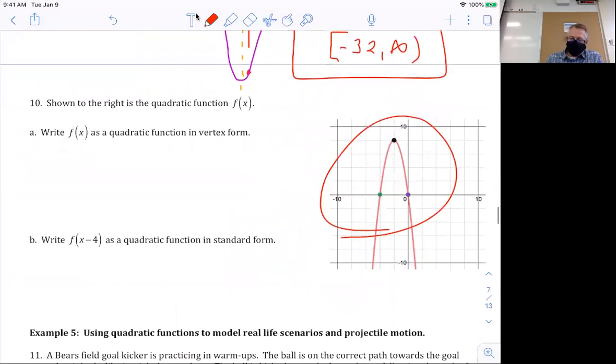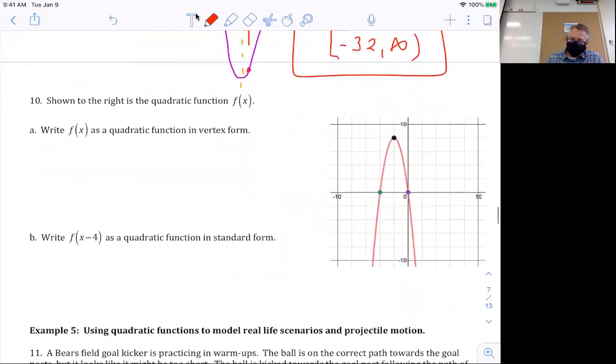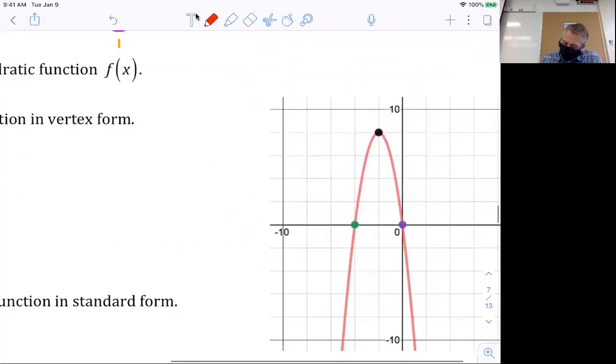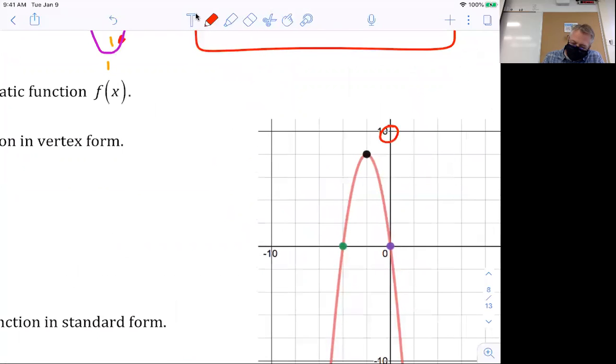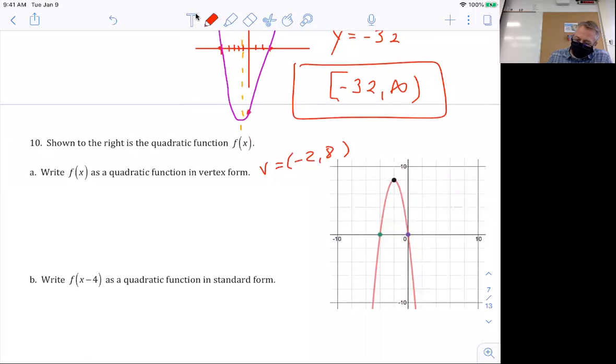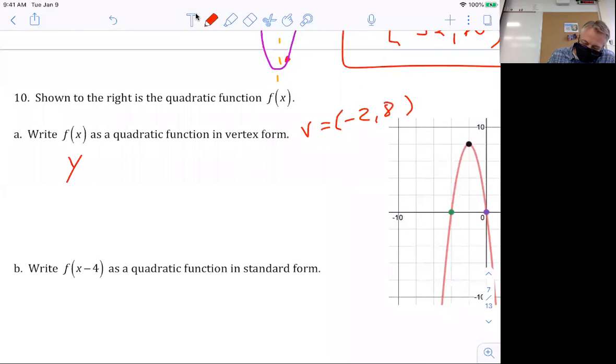It gives us the graph, and it tells us that we want to write the quadratic in vertex form. Notice the scale. If this is 10, each of these tick marks is 2. That's 2, 4, 6, 8. So the vertex is at negative 2, 8. So I have y equals a times (x plus 2) squared plus 8.